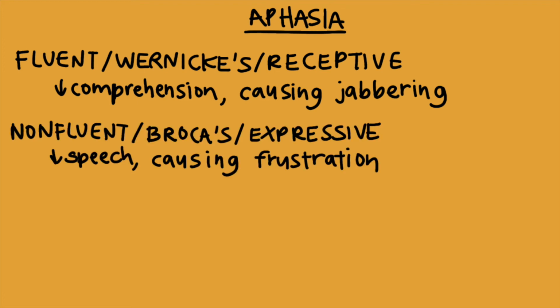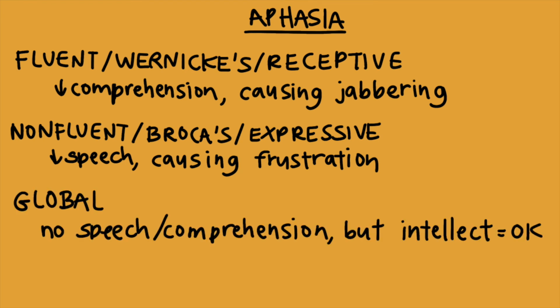With non-fluent, aka Broca's or expressive aphasia, they can understand everything, so their comprehension is there, but they can't convert their thoughts into words in order to communicate. And so they end up being really, really frustrated because they understand everything but just can't respond. And then global aphasia is difficulty communicating and comprehending even though their intellect is perfectly okay.